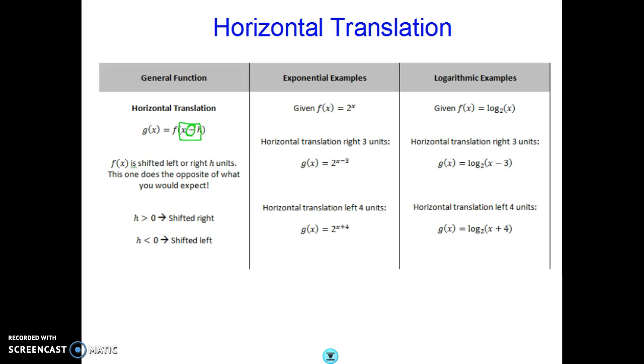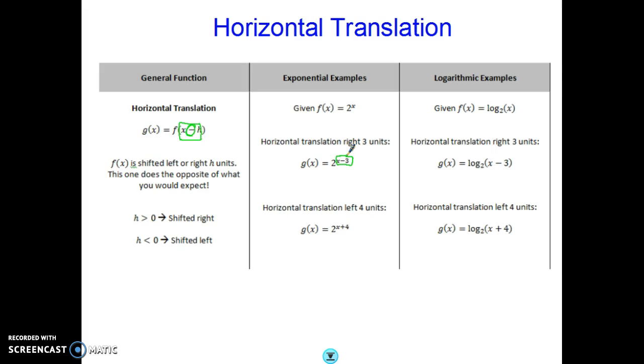So in order to do a horizontal translation to the right 3 units, right, I want my graph to go to the right, I actually end up with a minus 3 up in this exponent here, right? 2 to the x minus 3. Now there are a couple things to point out here. First of all, notice that the minus 3 is no longer way out at the end. It's no longer added on at the end. It's right up here with x in the exponent.